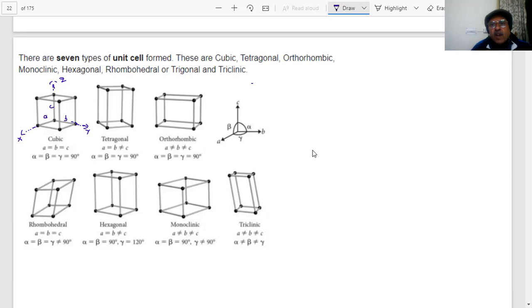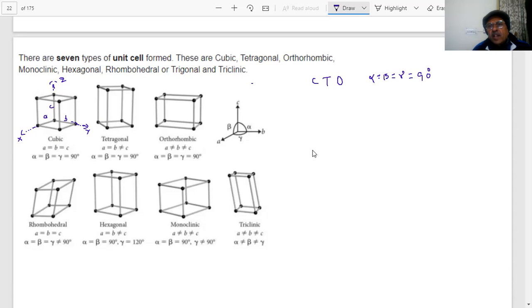If I start with C, then I go to tetragonal, orthorhombic: cubic, tetragonal, orthorhombic, CTO. In this, what do you find? Angles are still 90 degrees. An interesting thing to note down, certain things to remember: alpha is equal to beta is equal to gamma, 90 degrees. So the sides A, B, and C will be changed.